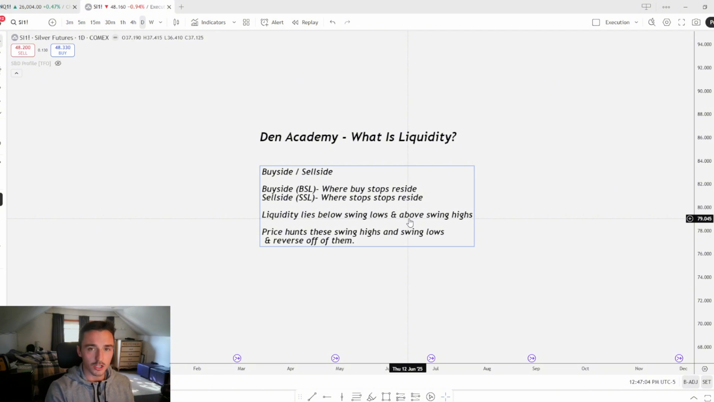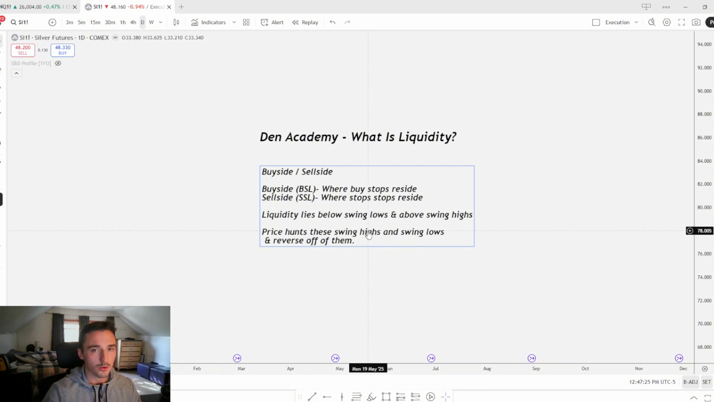So if you're in a position, most of the time you put your buy stop or your sell stop above a swing high or below a swing low. That is where buy side and sell side liquidity lies, right? Above highs and below lows. Price hunts these swing highs and swing lows and does two things. It will either reverse off of them or it will continue through them, right?